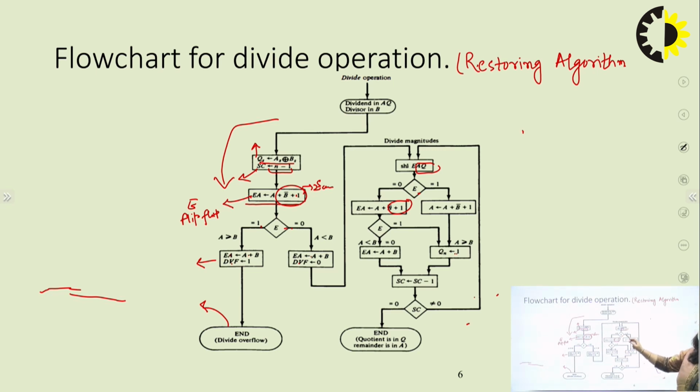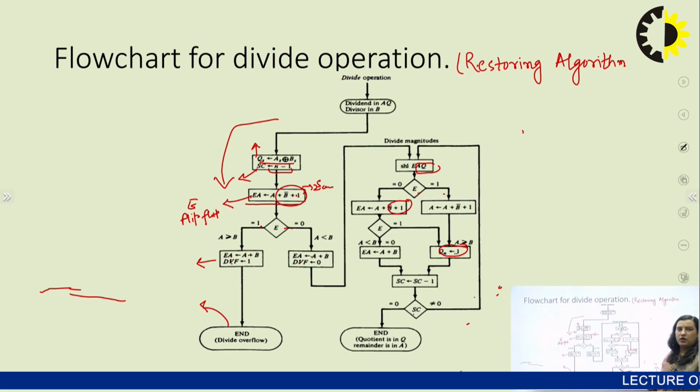Now what will we get if E is equal to 1? If the E flip-flop has value 1, then again we have to set the A register to A minus B, which is again performed by A plus 2's complement of B. First we calculate the 1's complement, and adding 1 to it we get 2's complement. So this is simply A equal to A minus B. It means A is greater than or equal to B, and again we change the Qn bit to 1. After that we will decrement the sequential counter value and check whether the sequential counter value is 0 or not.